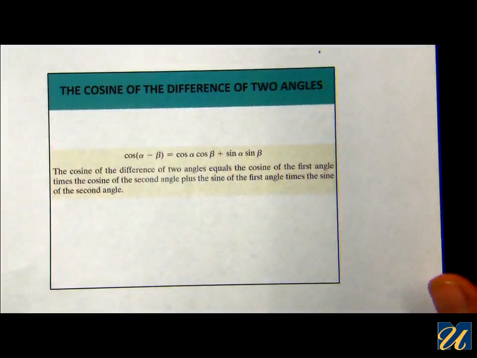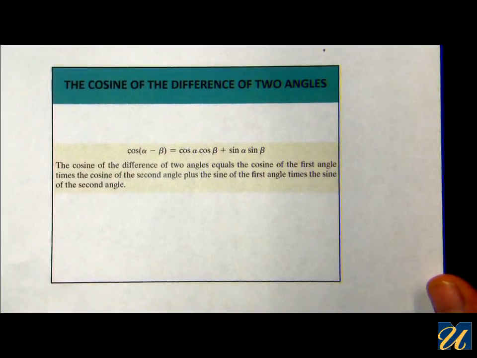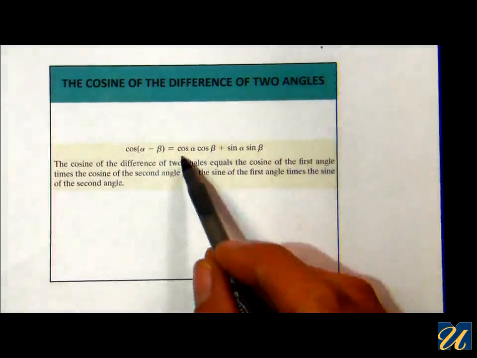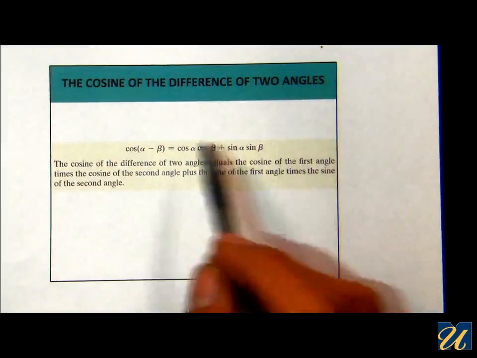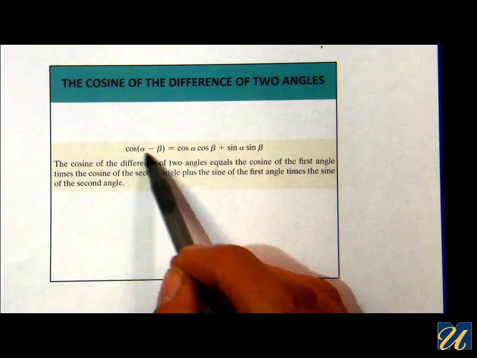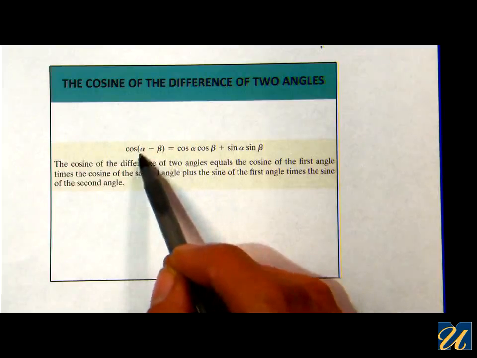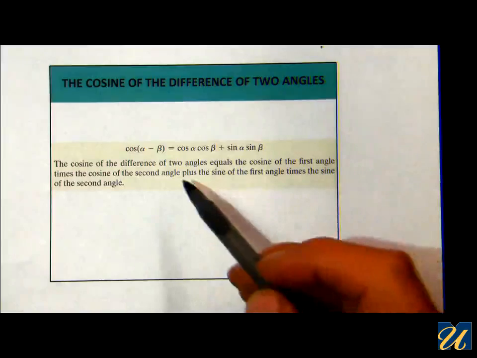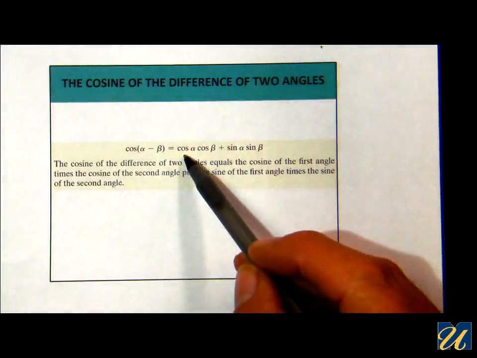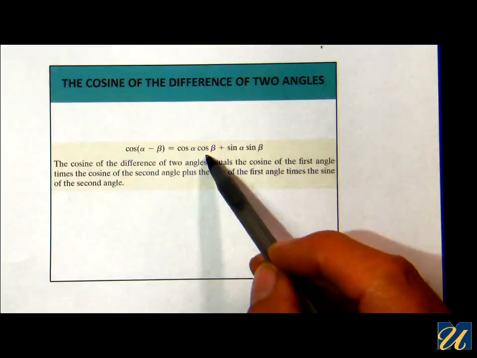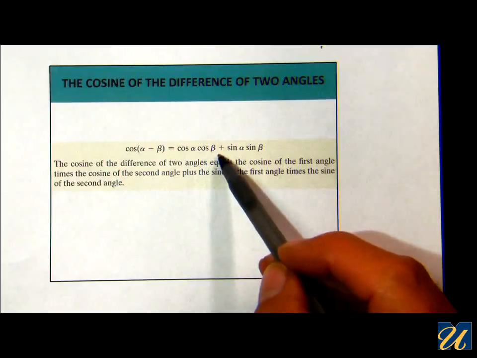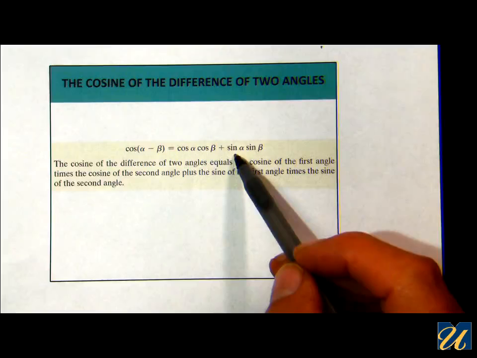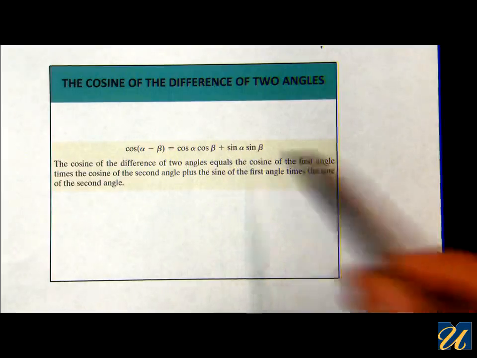The cosine of the difference of two angles is given by this long expression right here. So we have two angles that are different, alpha and beta. I will call them A and B. And the formula says the cosine of the difference of those two angles is equal to the cosine of the first angle multiplied by the cosine of the second angle, added to the sine of the first angle multiplied by the sine of the second angle.